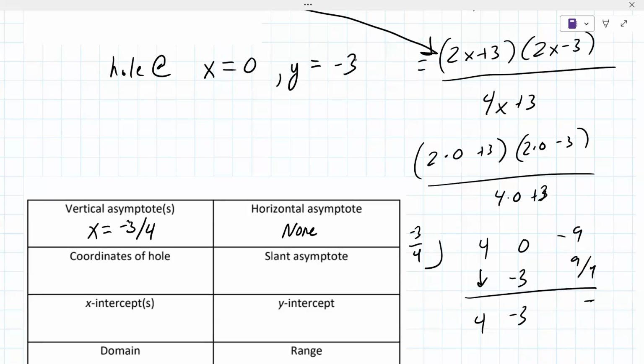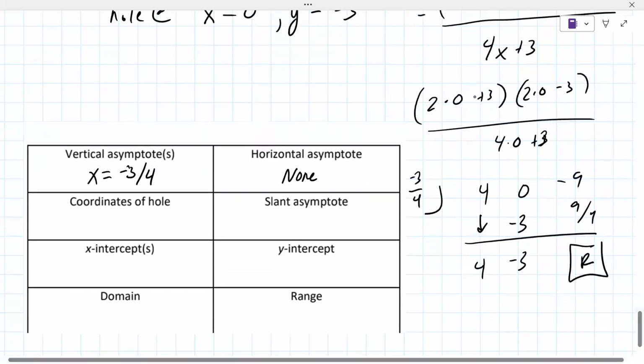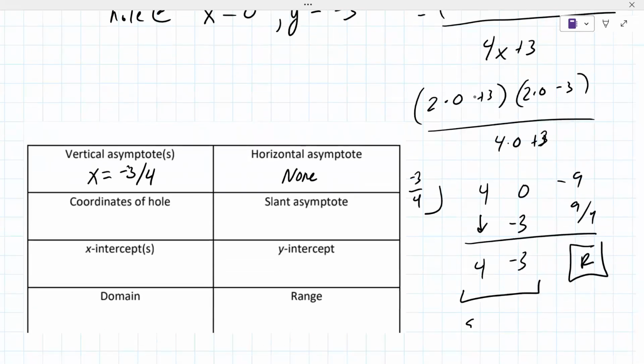You actually don't even care about this. Don't focus on the remainder because it doesn't matter. This is what you need for the slant asymptote. So it's y equals 4x minus 3.